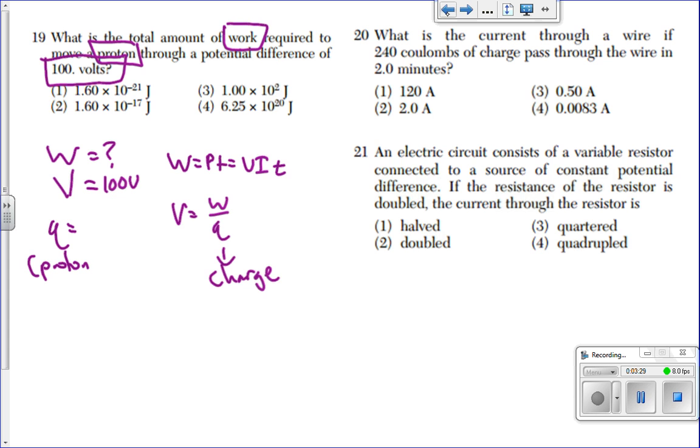We know that Q equals 1.6 times 10 to the negative 19th coulombs.